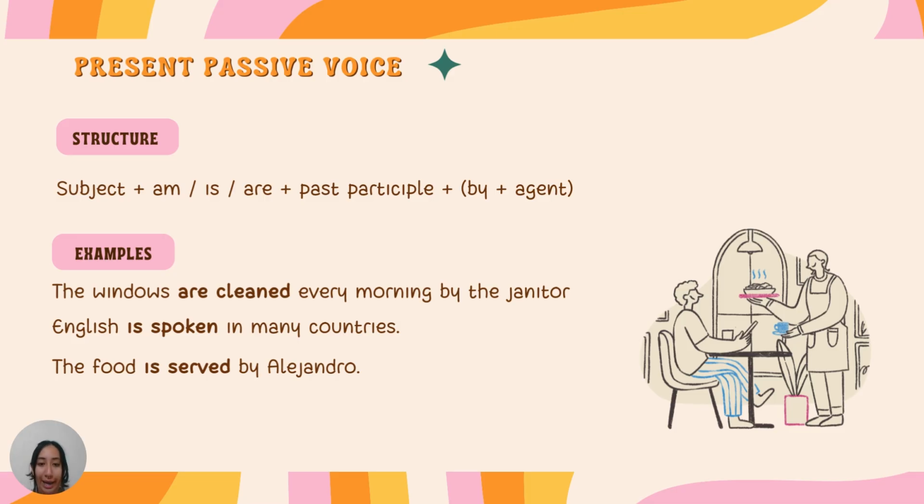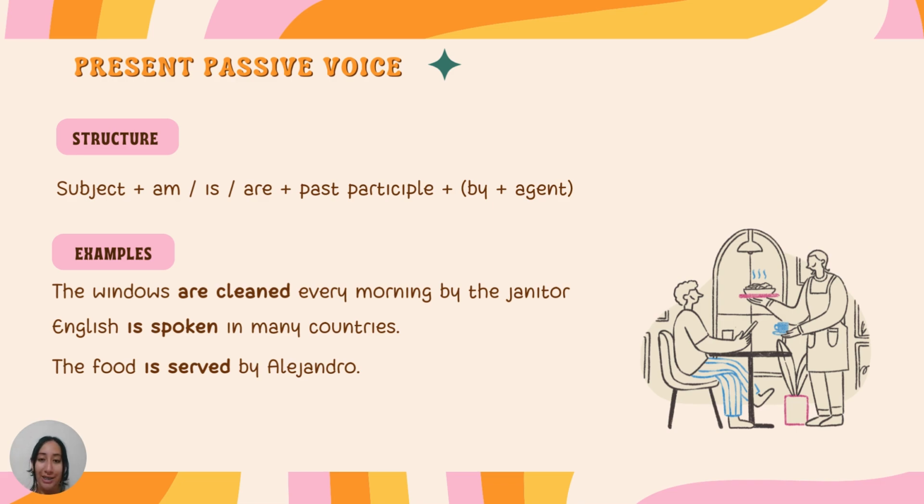Okay, the structure for the present passive voice is subject plus am, is, or are plus past participle, and we can add by and the agent, but it's optional. And look at the examples. The windows are cleaned every morning by the janitor. Are cleaned is the passive part. It shows that the action happens regularly.